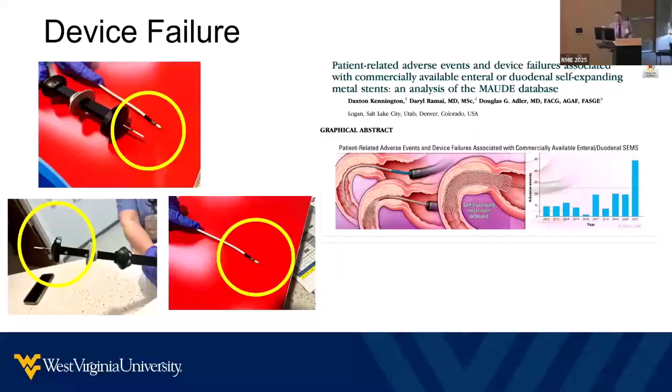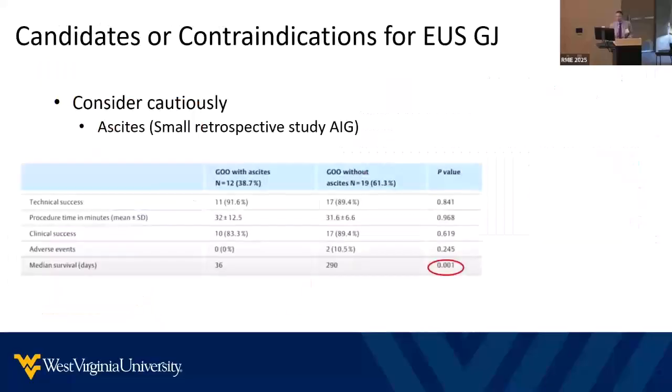So in this case, fortunately, we were able to salvage it and the patient did well, but certainly mal-deployments can also happen with these devices, as well as they become more perfected. So what about candidates or contraindications for EUS-GJ?